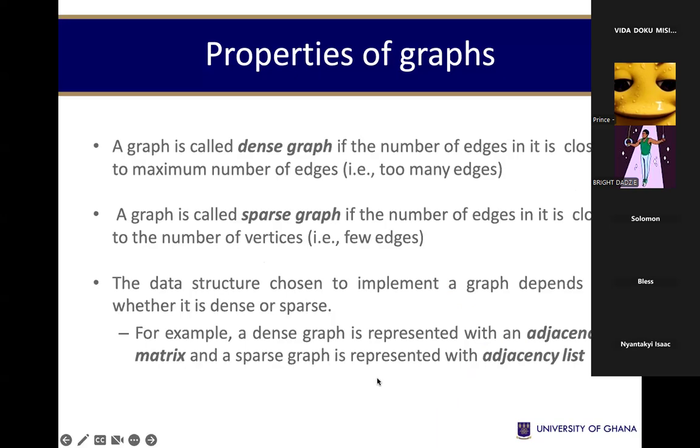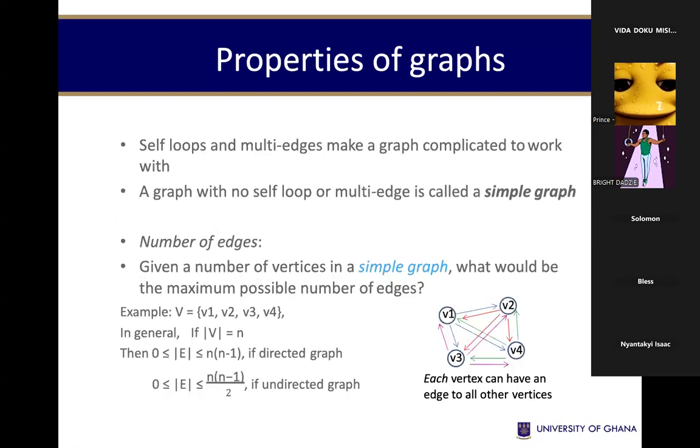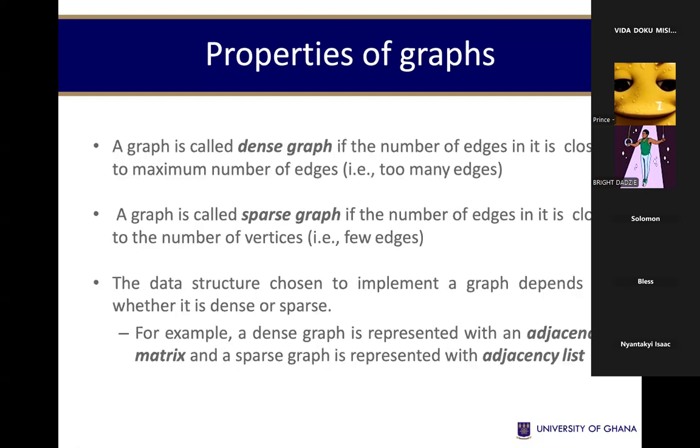Now, when we come to the sparse graph, the number of edges in it is close to the number of vertices. Are you with me? The number of vertices in this case was 4, and if we calculate the number of edges and get, let's say, 5 or 3, we can say this is a typical example of a sparse graph. Why? Because there are relatively few edges or arcs in the graph.